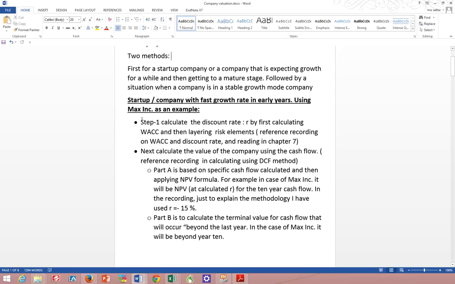Step one for any calculation using discounted cash flow is to calculate the discount rate R by first calculating the WACC, or the weighted average cost of capital. Again, there is a separate recording on that topic that talks about how you calculate the weighted average cost of capital, and also layering some risk elements to get from WACC to the discount rate R. This is also in chapter 7 of the book, but more importantly, my recording provides some steps and more detail above and beyond what you're going to find in chapter 7.